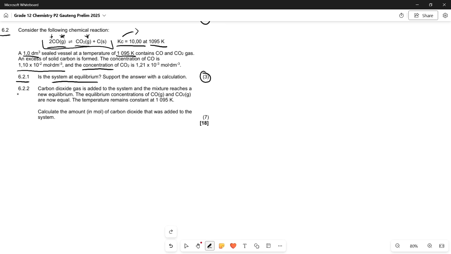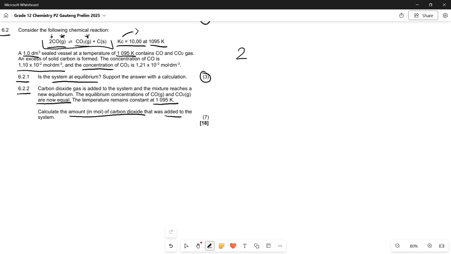And then last question, 6.2.2 over here for 7 marks, says carbon dioxide gas is added to the system and the mixture reaches a new equilibrium. The equilibrium concentrations of CO gas and CO2 gas are now equal. Very important for us. The temperature remains constant at 1095 Kelvin. Very important that the temperature remains constant, as temperature is the only thing that affects Kc, which means that we'll have 10 as the Kc value before and then also 10 as the Kc value now in this new reaction. So it says calculate the amount in mole of carbon dioxide that was added to the system.